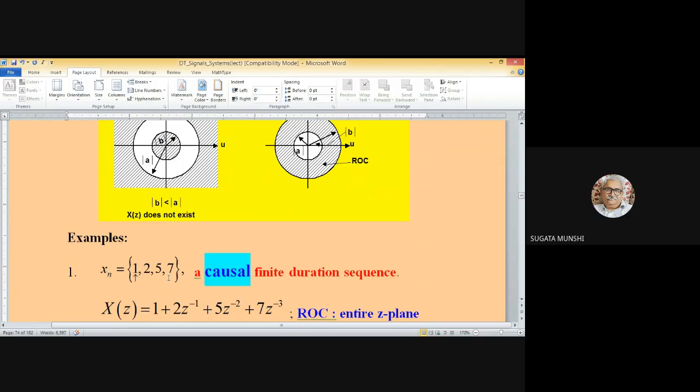What will be the nature of the Z transform of this sequence? Obviously, if you start from the basic expression, summation over n equal to 0 to infinity x_n z to the power minus n. Then this is x0. The next term in the summation will be x1 z to the power minus 1, so 2 into z to the power minus 1. x2 into z to the power minus 2, that means 5 into z to the power minus 2. x3 z to the power minus 3, that means 7 into z to the power minus 3.